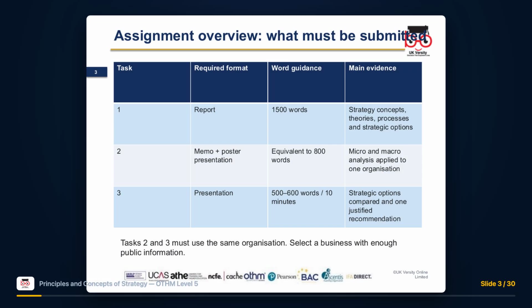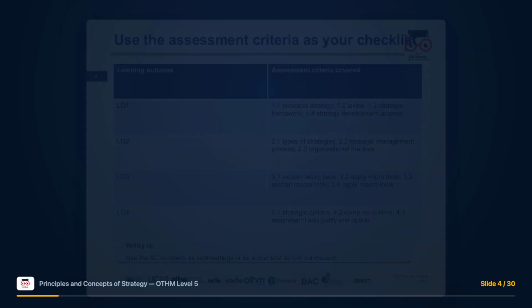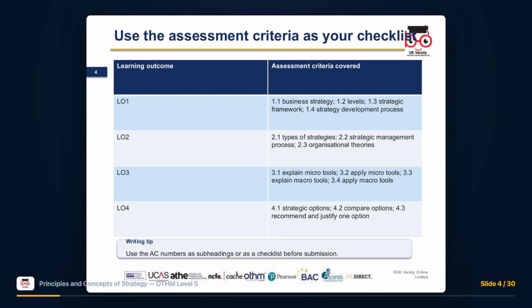The assignment overview. Task 1 is a 1,500-word report on strategy concepts, theories, processes, and strategic options. Task 2 is a memo and poster presentation, equivalent to about 800 words, applying micro and macro analysis to one organisation. And Task 3 is a 500 to 600-word, 10-minute presentation, comparing strategic options and justifying one recommendation. Tasks 2 and 3 must use the same organisation, so choose a business with enough public information. Use the assessment criteria as your checklist.